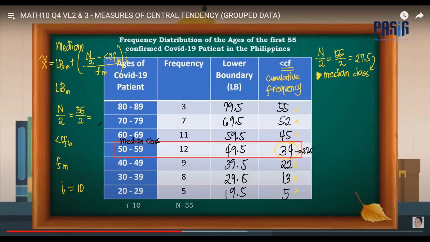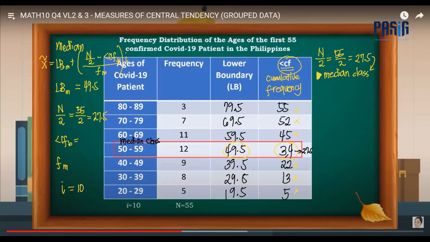is to get the values of this. What are the values now? The lower boundary of our median class is 49.5. So that will be the lower boundary. This, we already know, 27.5. Then the cumulative frequency, this, the B at the bottom means below.